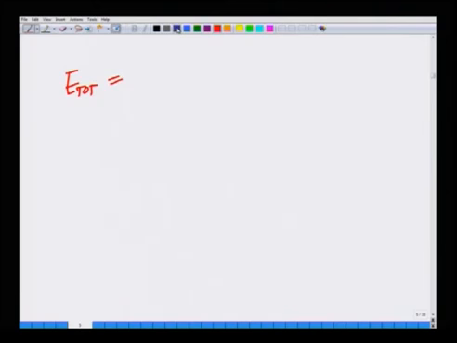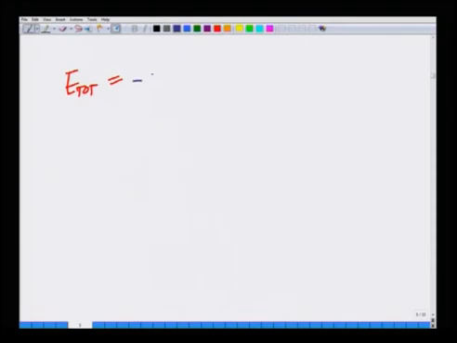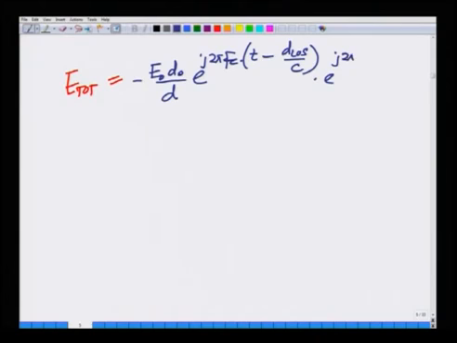Hence, net I can write E total equals, I am sorry, this is of course minus sign, hence I can write this as E total equals minus E naught d naught by d e to the power of j 2 pi f c t minus d LOS by c, into e power j 2 pi delta d divided by 2 lambda, into sine 2 pi delta d divided by 2 lambda.